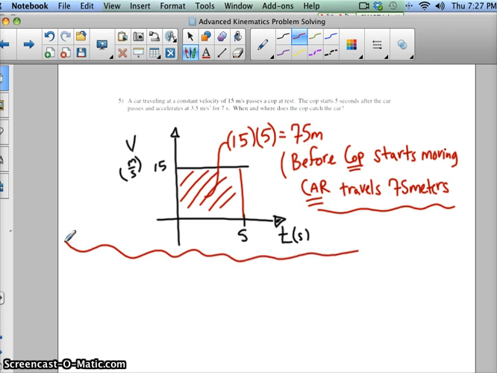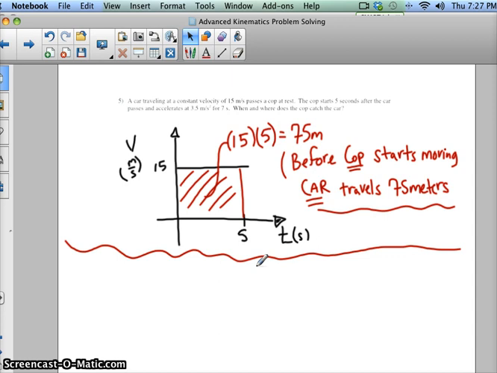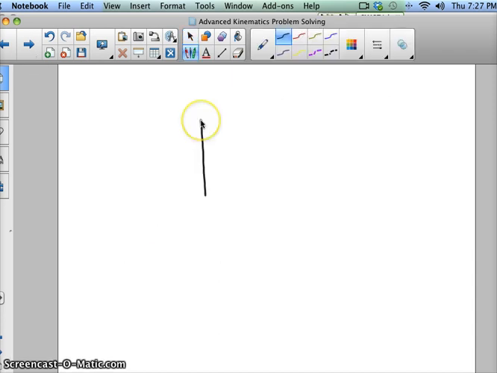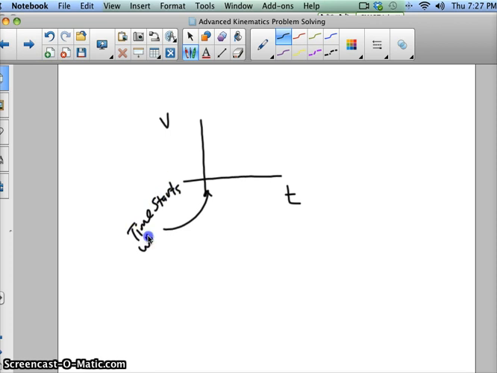So now let's try to model the cop's motion, okay? I'll do that on the next page. So I'll draw a velocity time graph for the cop, and this graph time starts when the car is 75 meters ahead, okay? So that's when we're starting time.